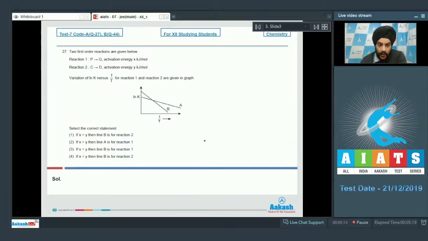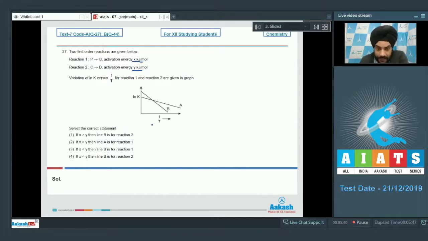Question number 27. 2 first order reactions are given below. We've been given reaction 1 and reaction 2. In reaction 1, P is converting into Q and the activation energy is X kilojoule per mole. Whereas if we talk about reaction 2, C is converting into D and the activation energy is Y kilojoule per mole. Variation of ln K versus 1 by T for reaction 1 and 2 are given in graph.